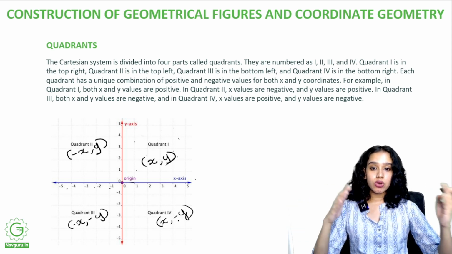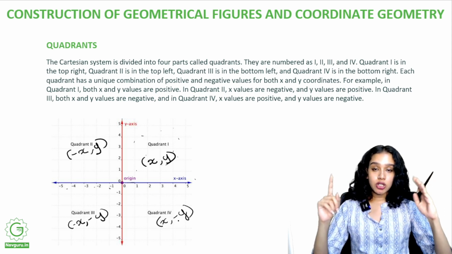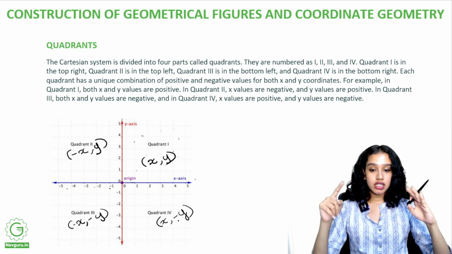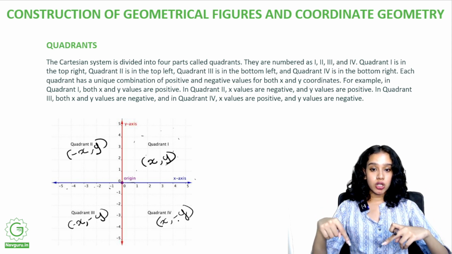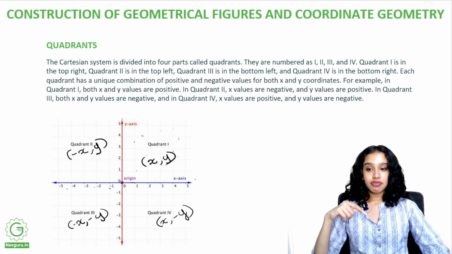So, these are the 4 quadrants. You have to remember where the first quadrant is. That's the top right. Top left is the second quadrant. The third quadrant is bottom left, and bottom right is the fourth quadrant.